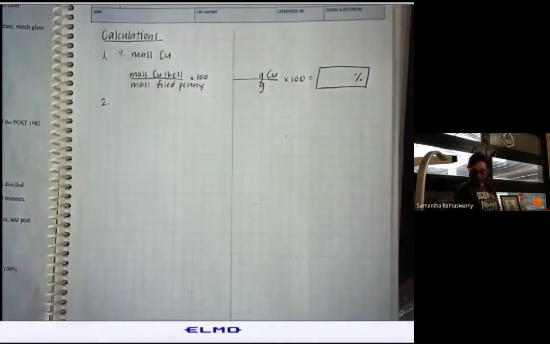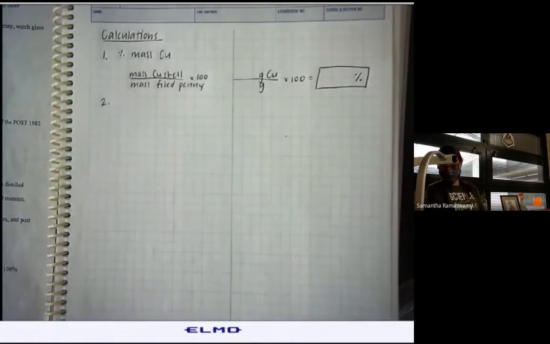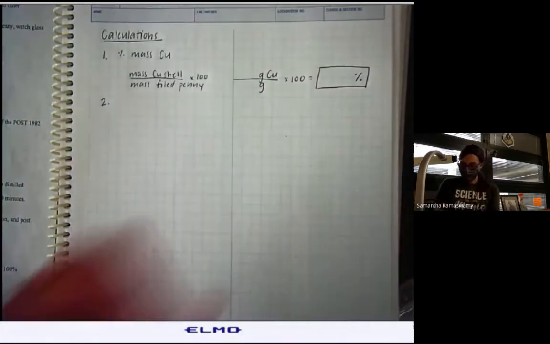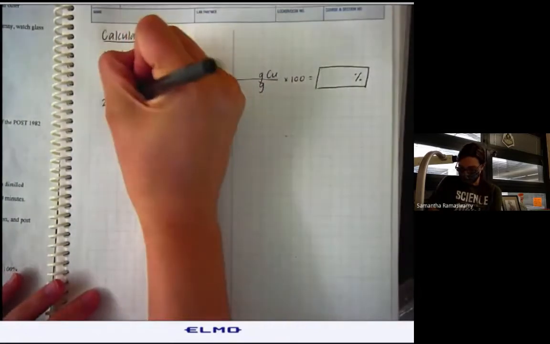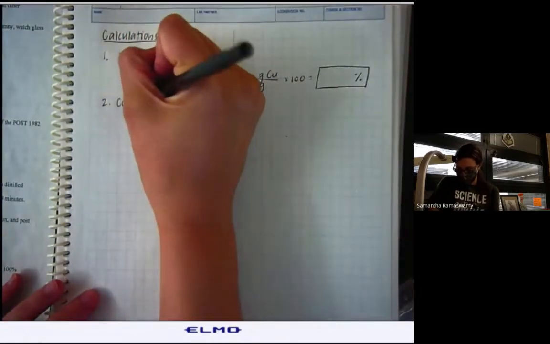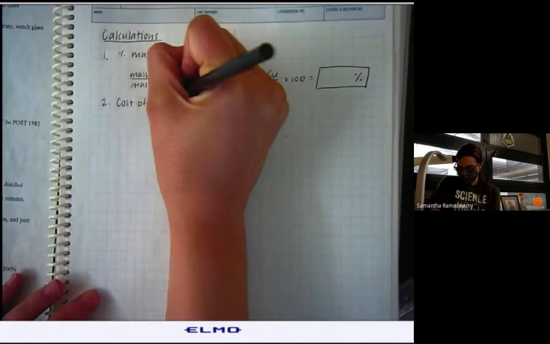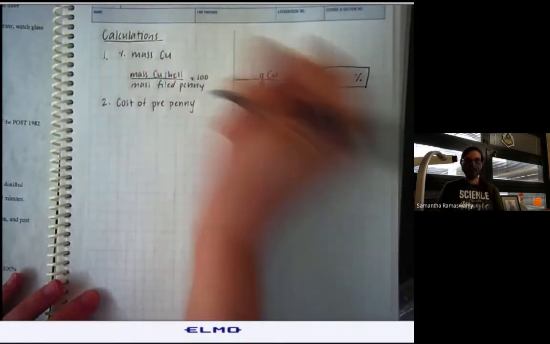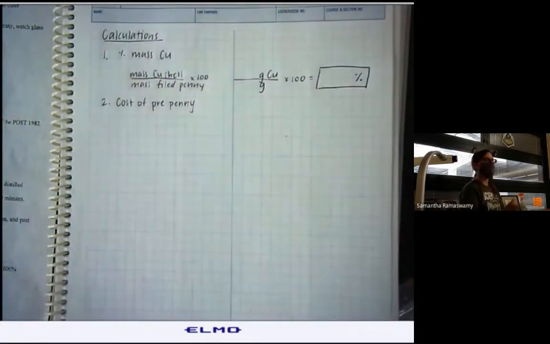So calculation 2 says use the prices you looked up in the pre-lab to determine the cost of a pre-1982 penny. Assume it's 100% copper. So again, I need to give this a label. So I'll do cost of pre-penny. I don't need to rewrite the whole question, just a quick note of what I'm trying to find.